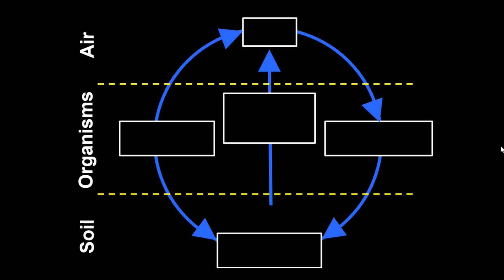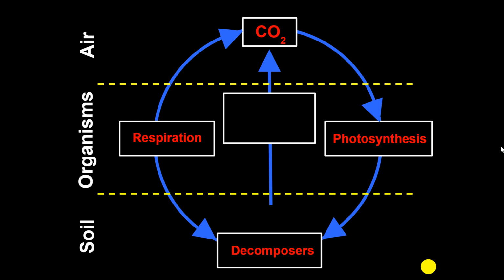So when we look here, we have carbon dioxide in the atmosphere. Photosynthesis takes it out of the atmosphere and puts it into organisms, where then other organisms can eat the plants and incorporate it into their cells, and respiration puts that carbon dioxide back in the air. Decomposers break down the bodies of dead organisms and can put that carbon into the soil.